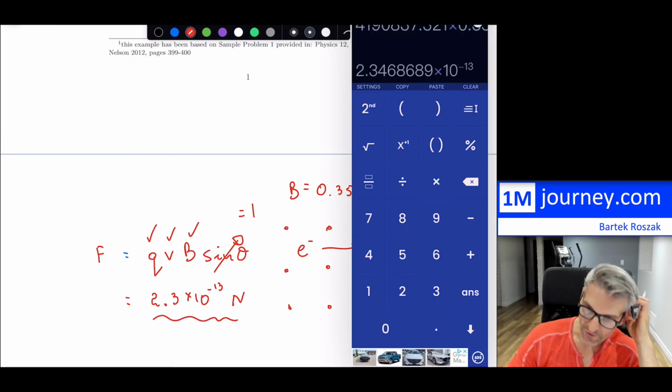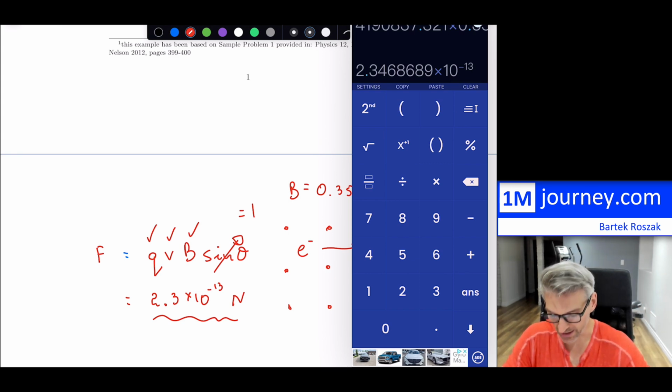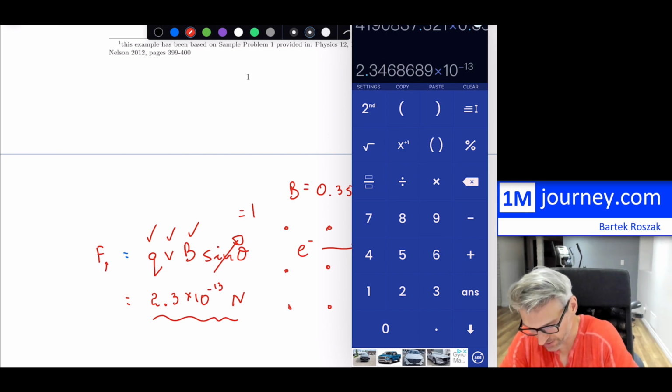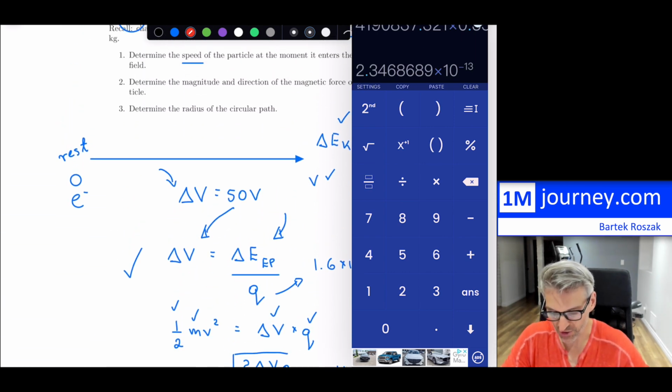All right, so there you have it. And you see that on the calculator, just in case you're checking this. So that would have been the magnetic force. Now the last question says determine the radius of the circular path.